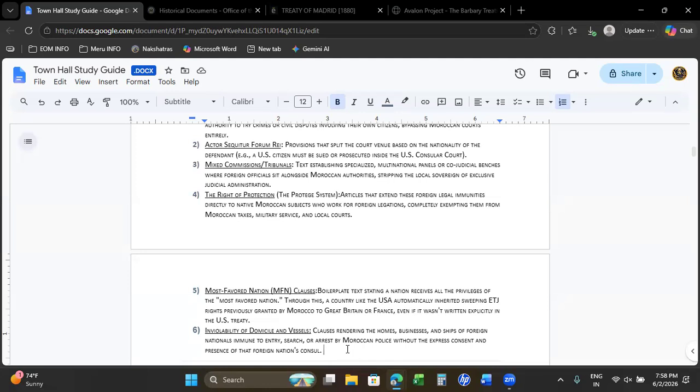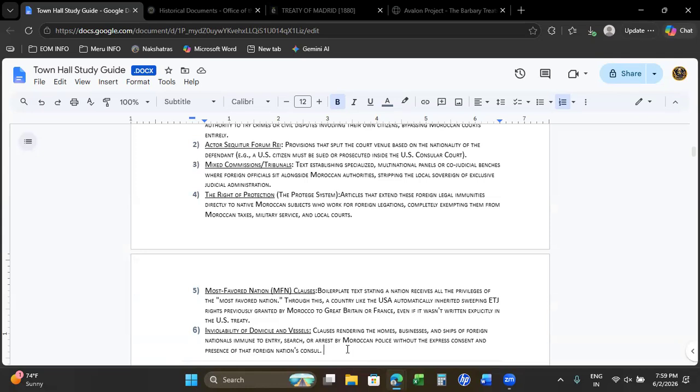It says mixed commissions/tribunals, establishing specialized multinational panels or co-judicial benches where foreign officials sit alongside Moroccan authorities, stripping the local sovereign of exclusive judicial administration.